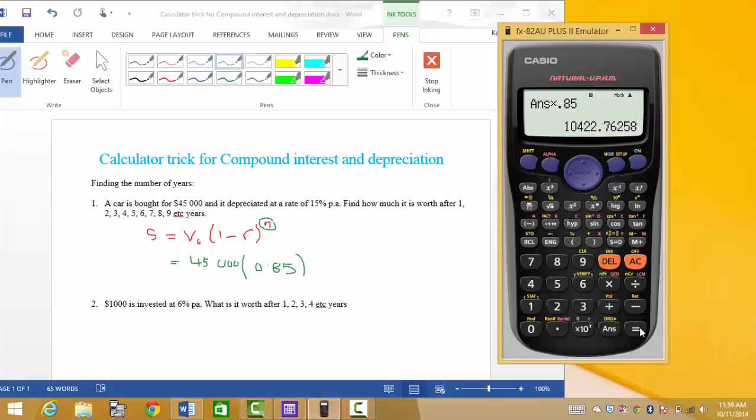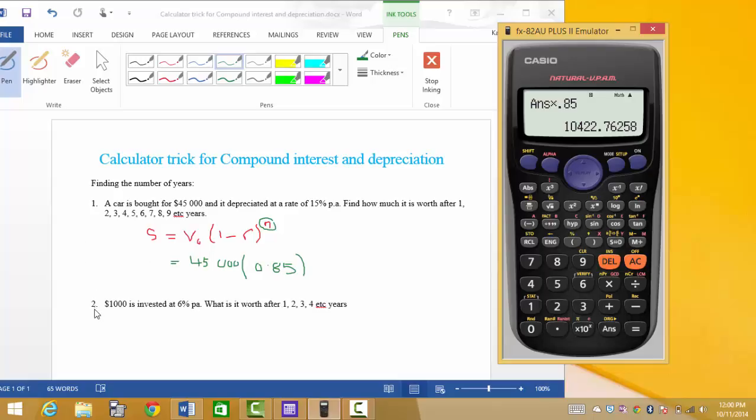So the question could be, how many years would it take the car to get to a salvage value of $10,422.76? And what you would do is you would use this part of the formula and this trick on the calculator. How many times did I press equals? I pressed it 9 times, so it took 9 years, so n would be 9 to get to that value. And that's all that that is about.